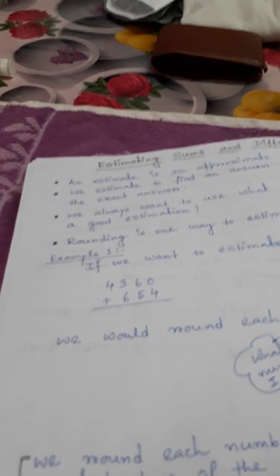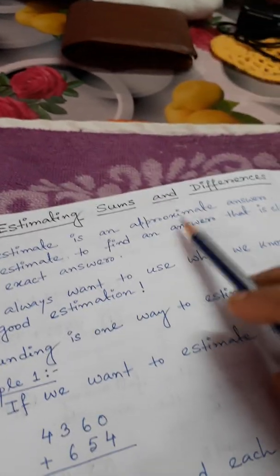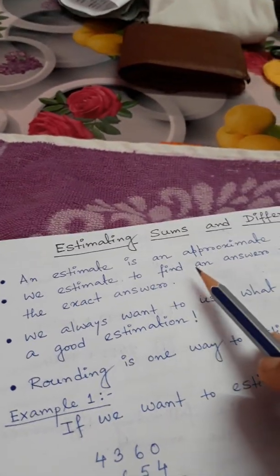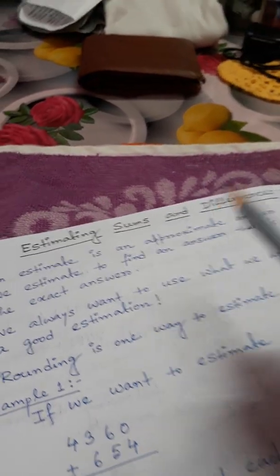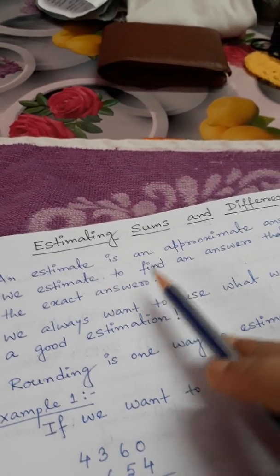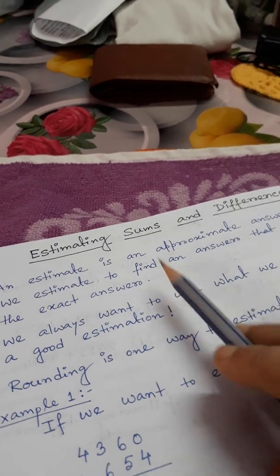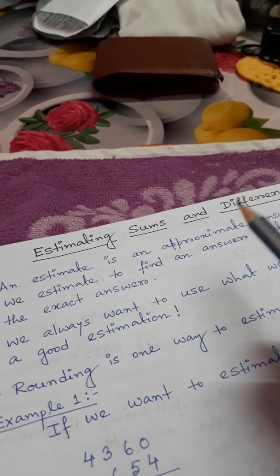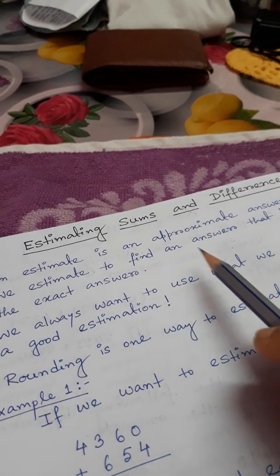Okay, next thing I will now discuss is the estimated value. What is the estimated value? That is what I will discuss now. Let's see. Students, estimating sums and differences. An estimate is an approximate answer. We estimate to find an answer that is close to the exact answer. That is, an estimate is not the exact answer, but it is very close to the exact answer.